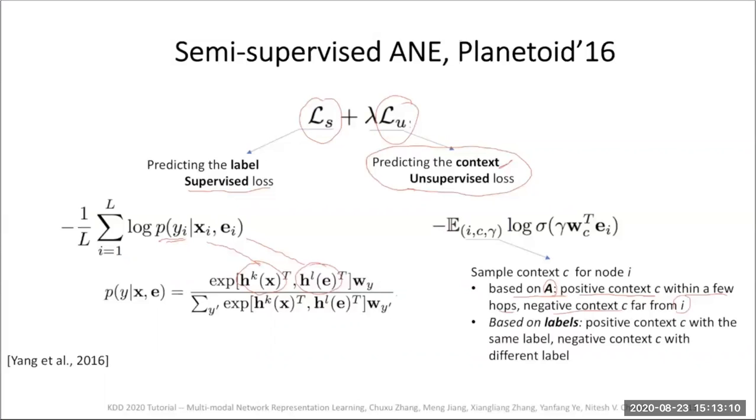The second type of context is defined based on the labels, since we have a few nodes with labels available. The positive context is defined as those with the same label as the node i. And for the context with different labels from node i, these are the negative contexts. So overall, we try to solve this embedding problem by doing the prediction of the label correctly and doing the prediction of context also correctly. Then as you can see, the learned embeddings will be used for doing the prediction for the labels for those unlabeled nodes.